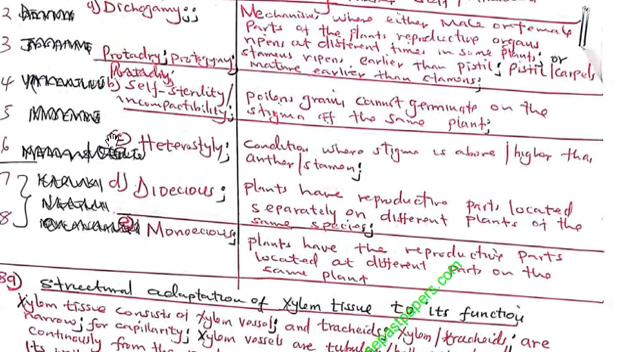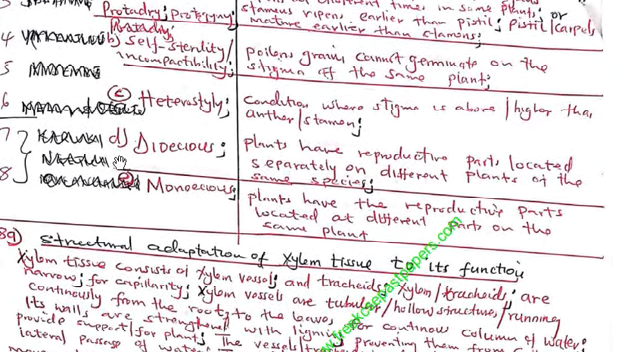The third one, we have heterostyle, and this is a condition where the stigma is above or higher than the anthers or stamen. Then fourth one, we have dioecious, and the plants have reproductive parts located separately on different plants of the same species. The best example is a pawpaw plant. And then monoecious, plants have the reproductive parts located at different parts on the same plant, e.g. the maize plant.